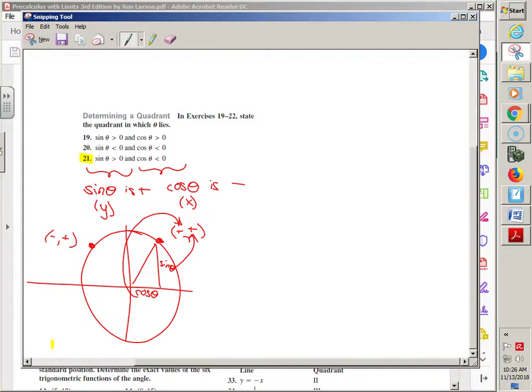So I need a negative x and a positive y. That's this one. Negative x, positive y. So only in quadrant 2 would my sines be positive and my cosines be negative. Does that make sense?